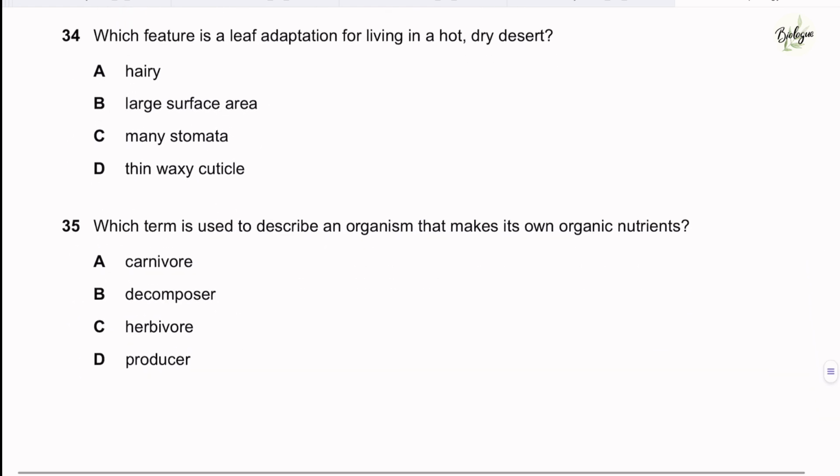Which feature is a leaf adaptation for living in a hot, dry desert? So question 34. Hairy, yes, to some extent, because again, if you have hair, it allows for better transpiration rates, better heat loss, and just allows the cells or leaves to cool down better. That's one. Large surface area. Again, remember it's a dry desert, so if you have a large surface area, it's gonna allow for further transpiration.